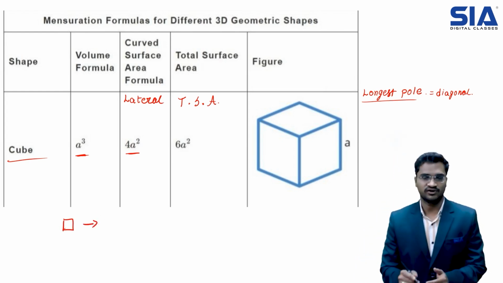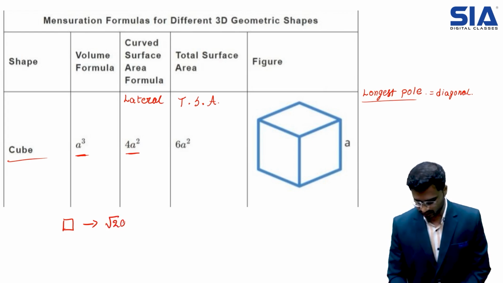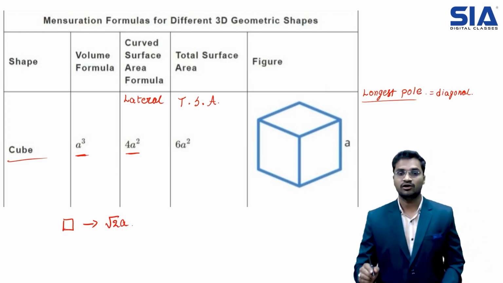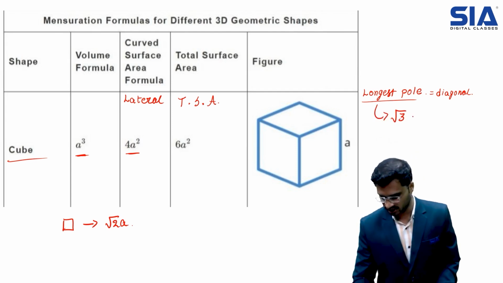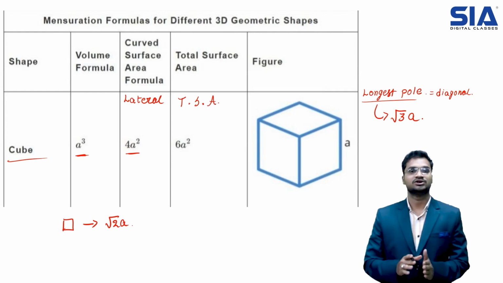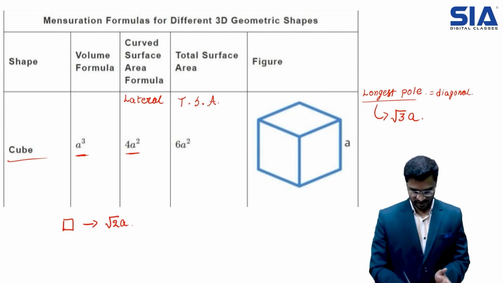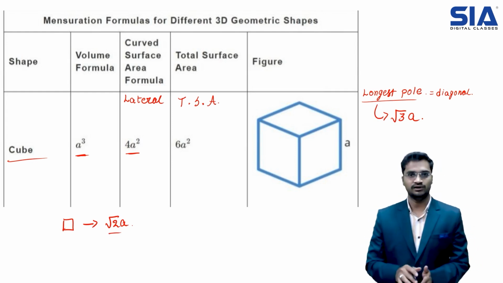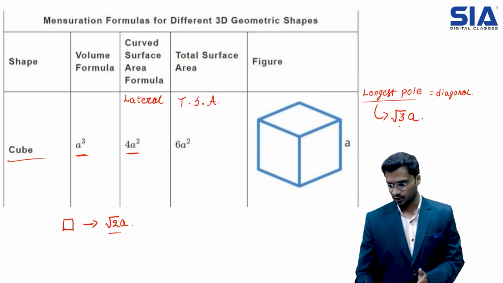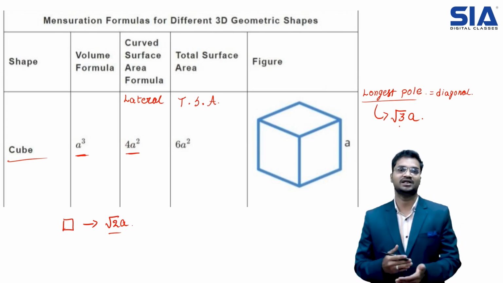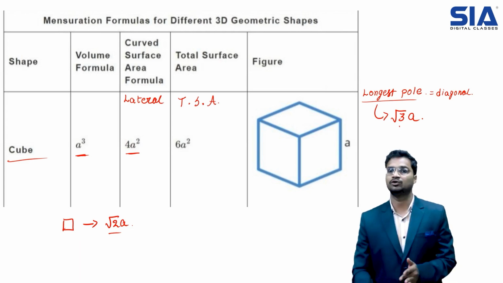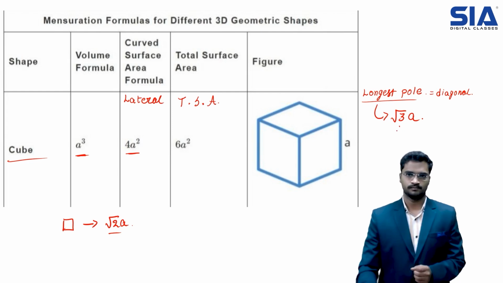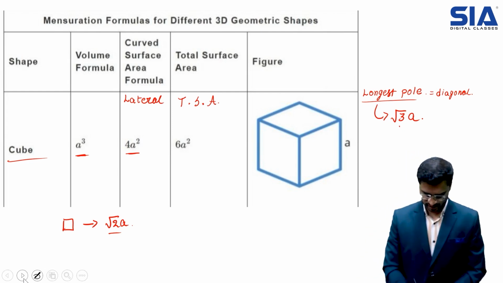We know that in a square the formula for diagonal is root 2 a. In the same way, the longest pole that can be fixed in a cube is root 3 a. As a square is a two-dimensional figure, it gets the value root 2a, and a cube is a three-dimensional figure, so it gets the value root 3a. So the longest pole that can be fixed in a cube is root 3a. Okay.